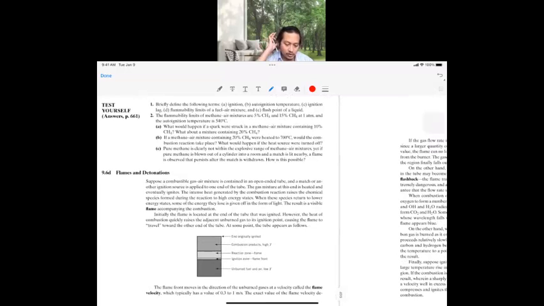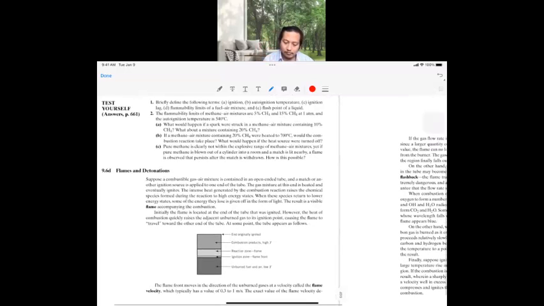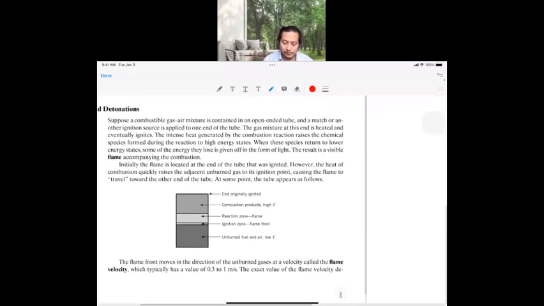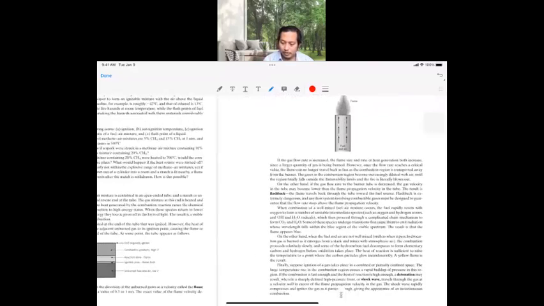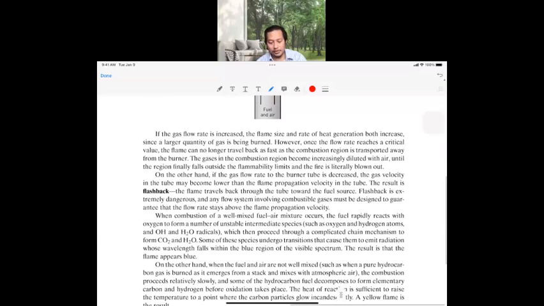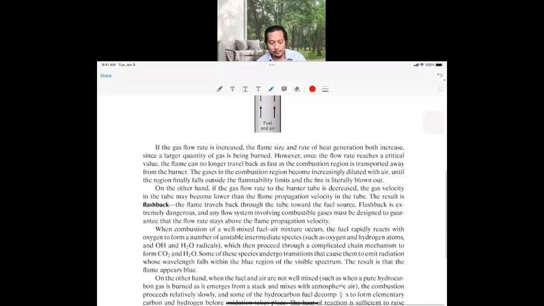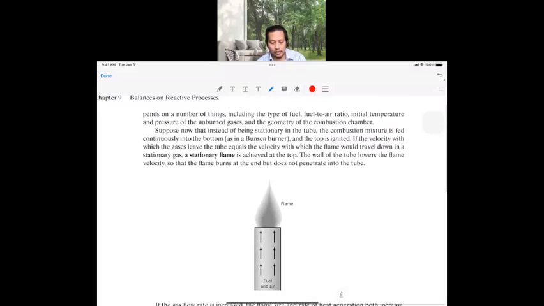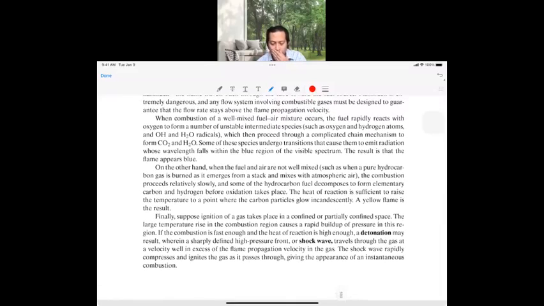We also have the flame. Sometimes we can observe the color of the flame, right? And also we have something we call the flashback. The flame travels back through the tube toward the fuel source. I think you can try to work out the reading.